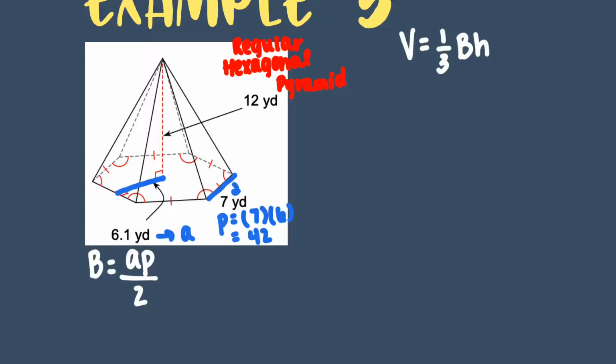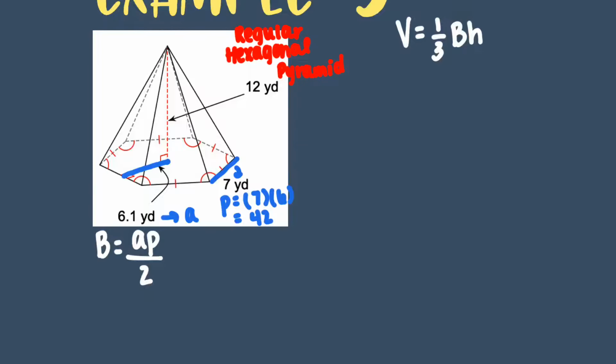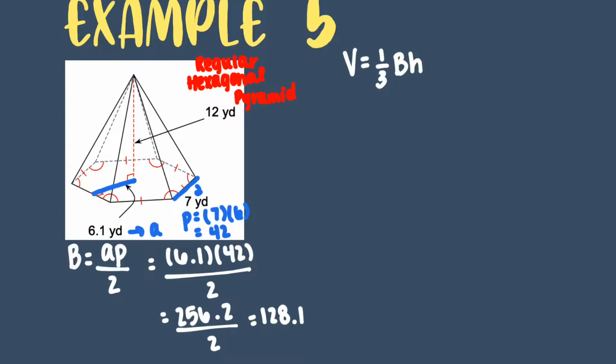I can now plug both of these in and find the area of my base. So for the apothem, I put in 6.1 times the perimeter of the base, 42, divided by 2. So 6.1 times 42 gives me 256.2. And your last step is to divide that by 2. And you find that the area of the base is 128.1. Again, looking at my pyramid, I want to find the height of it. So I start at the top. I follow this line down. It does intersect at a perpendicular or a right angle. So I know that the height of my pyramid is 12.